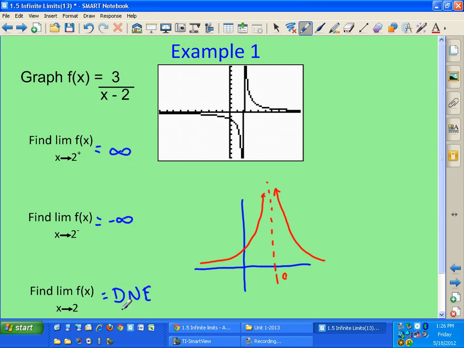Then when you get down here, even though it still doesn't really exist, it doesn't actually approach a y value, you could say that it would be infinity, and it would be just as good an answer as it does not exist. And we'll talk more about this one in class.